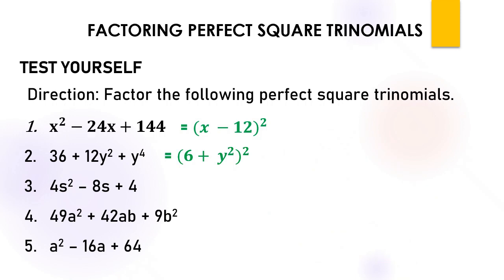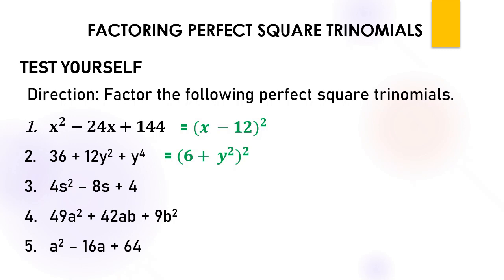Okay, let us factor this one. 4s squared minus 8s plus 4. So let's see if this given expression is a perfect square trinomial. I think this is a perfect square trinomial because the first term in the expression is a perfect square. It is the square of 2s, while the last term here, which is 4, is also a perfect square number. So it is the square of 2.